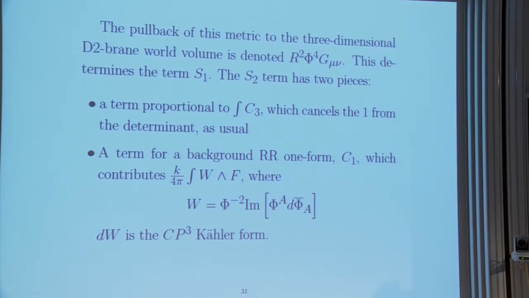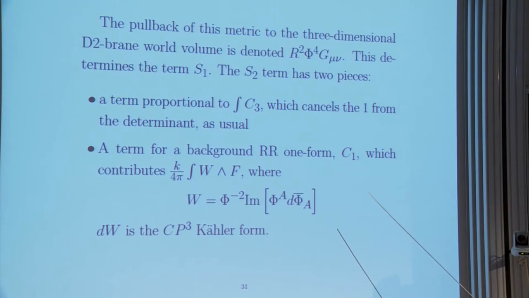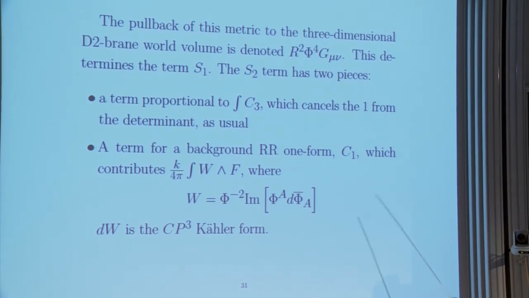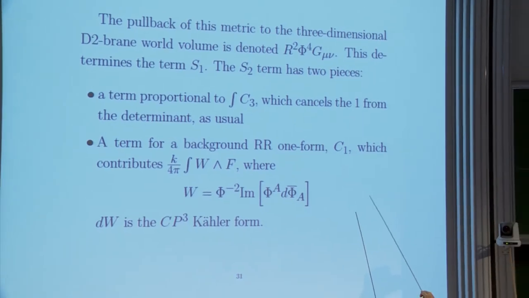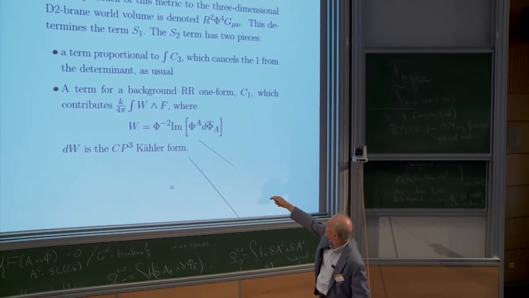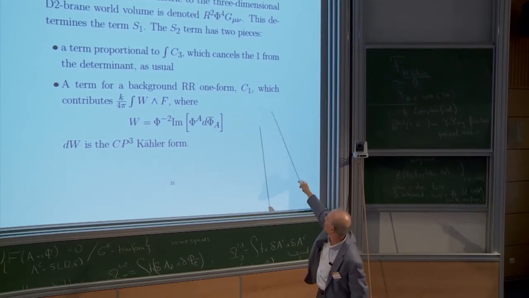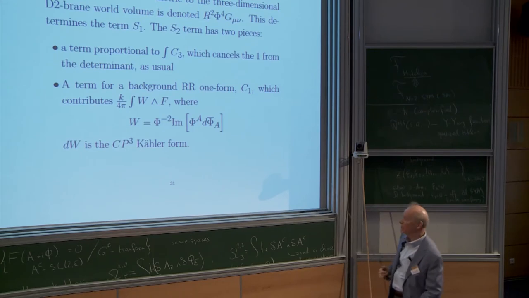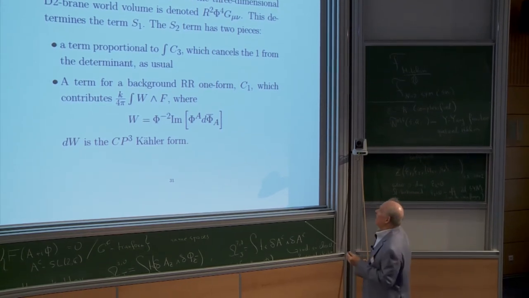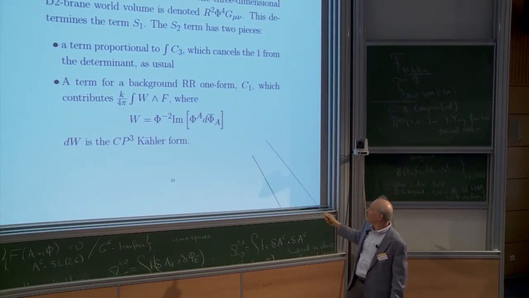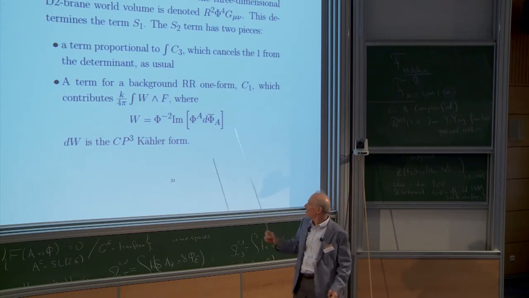And the S2 term in this case has two pieces. One is the integral of C3, which, as before, cancels the 1 from the determinant. That's all it does. And there's a second term because, as ABJM already noted, there's also a Ramond-Ramond 1-form in this construction, which contributes an amount that can be written this way. So the k over 4 pi times w is basically the background value of C1, which is substituted into the standard formula, C1 wedge F. And w is given by this formula in terms of the complex scalar fields. And it has a nice geometric interpretation because dw is just the CP3 Kähler form.